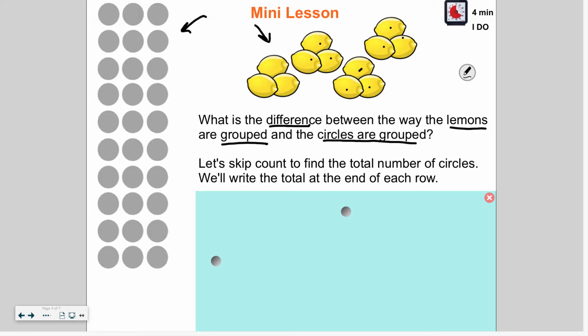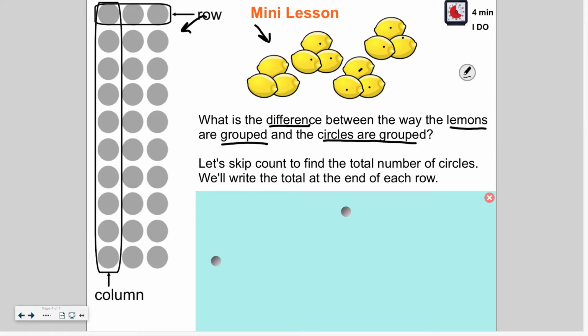So go ahead, skip count with me to find the total number of circles. And as I count, and you count with me, I'm going to be writing the total at the end of each row. So in order to do that, we need to know what rows and columns are. So, well, the row is across, like so, and then the column is going up and down. So we're going to count the rows, not the columns.